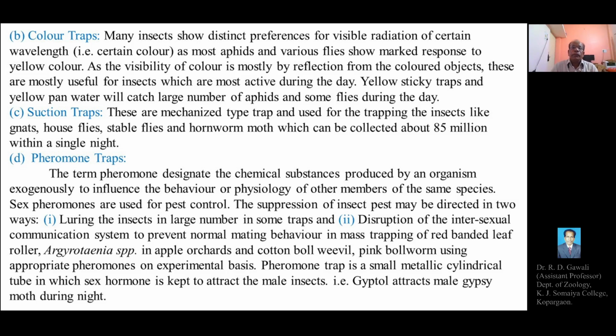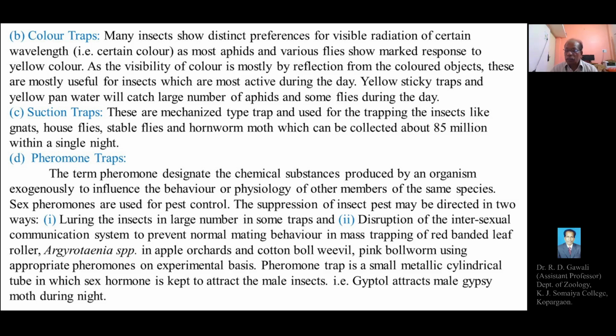So ultimately we can inhibit the mating behavior and stop the breeding activities of the gypsy moth. Similarly, we can use different types of pheromones, sex hormones or sex attractants to collect them in a particular place, from where we can catch them and kill them by using a suitable chemical control measure. Ultimately this will help in changing the behavior of the pest species.